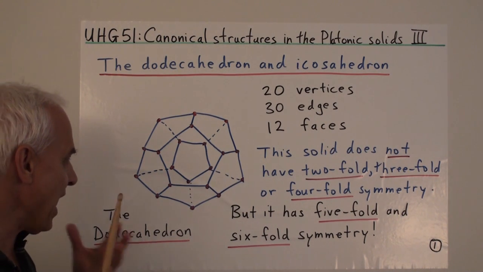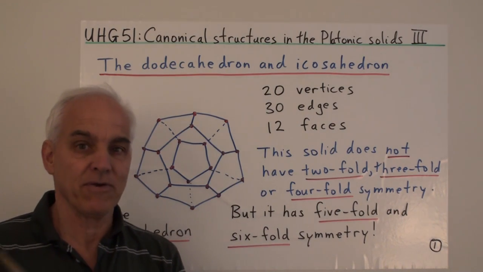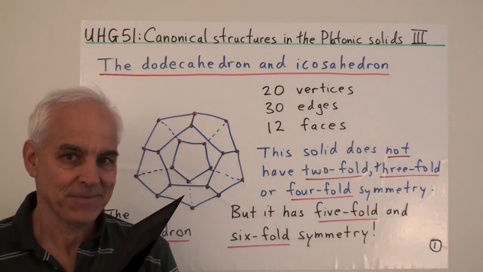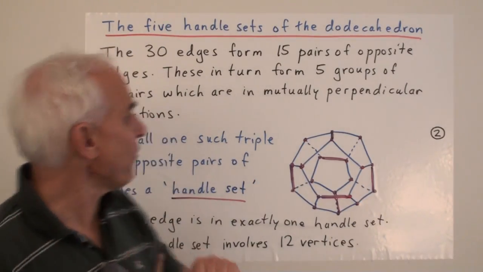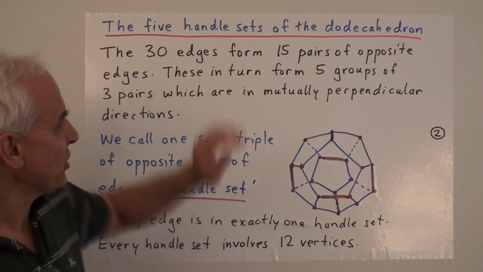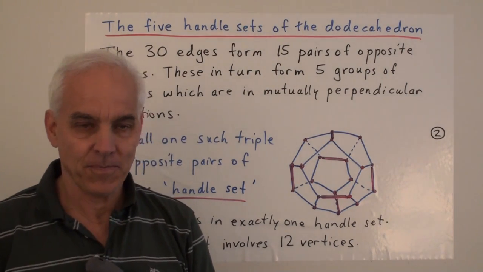We're going to look to see how this fivefold and sixfold symmetry are revealed or reflected in internal structures within the dodecahedron. So I'd like to frame the fivefold symmetry of the dodecahedron into things I call handle sets. So let's have a look at the 5 handle sets of the dodecahedron.